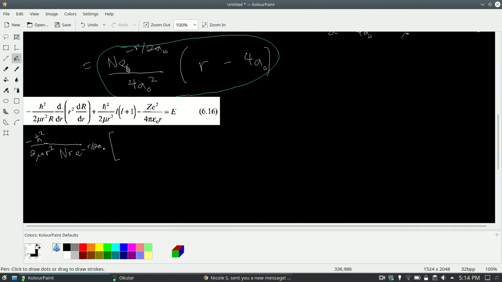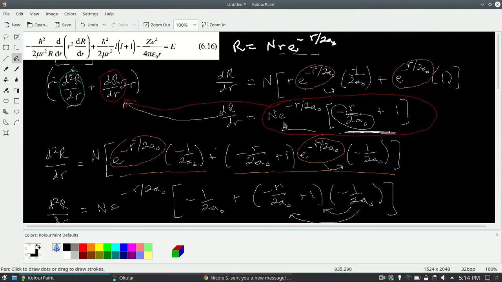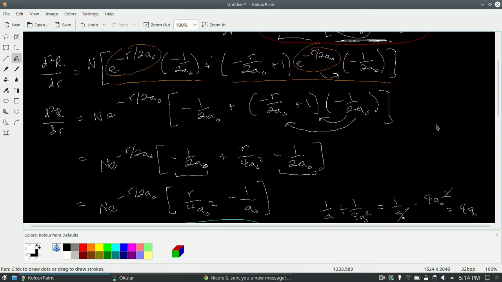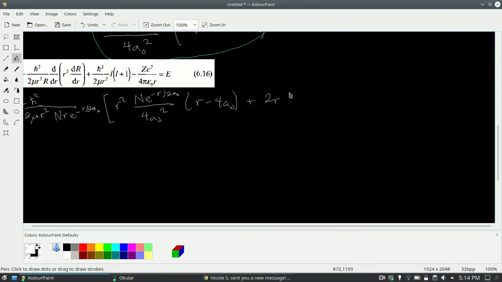Let's do it. R squared times the blue stuff plus 2R times the red stuff. What's the red stuff? The n and the exponential times minus R over 2a naught plus 1.